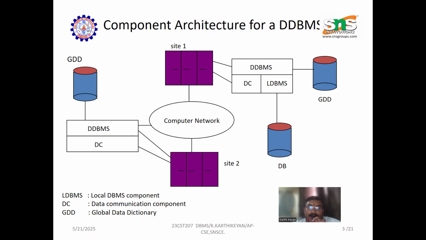After that, in the area for the local database, there is the DC, the data communication component, and the global data dictionary. Suppose I have received a document; I verify it in the local database, and after that in the global data dictionary. Based on the condition of alphabetical order, I store it in the area.